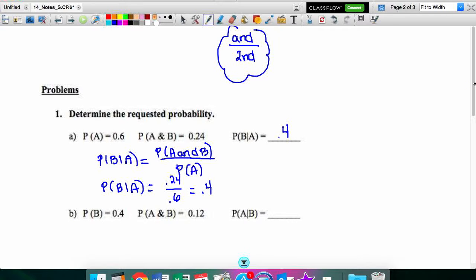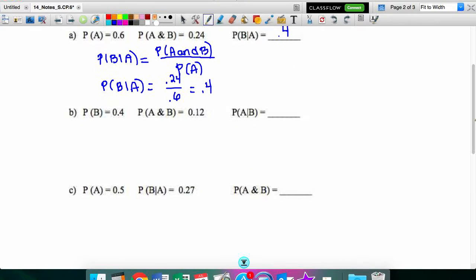Part B gives us the probability of B and the probability of B and A, and wants the probability of A given B. So once again, I'm going to go ahead and write the equation for what I want. The probability of A given B will be the AND, so it'll be the probability of A and B once again, and it will be over the probability of the second term. In this conditional probability, B is our second term, so it belongs in the denominator.